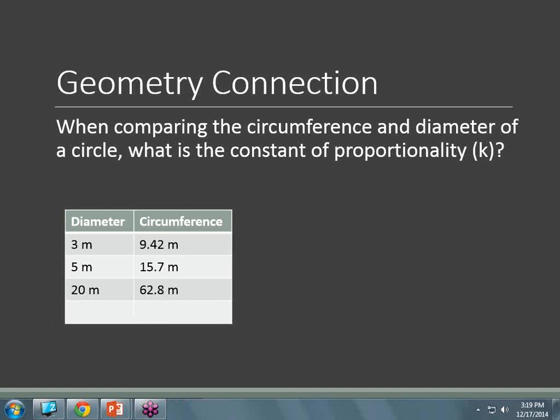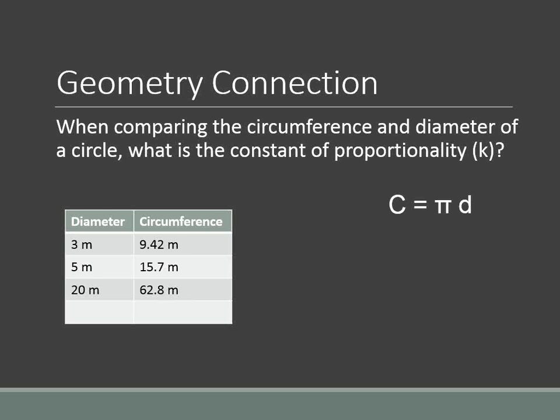C equals pi d. Thank you, Rebecca. Let me put that on the screen for you. C equals pi d. So we are talking about relating diameter and circumference, and this is the very familiar way that we know how to do that. That's on the formula sheet. C equals pi d. And I just want to put that right beside the y equals kx equation.